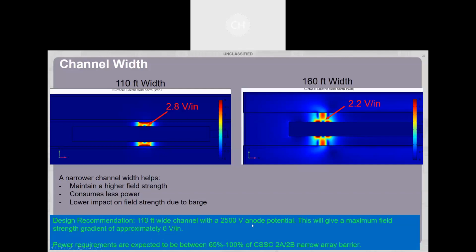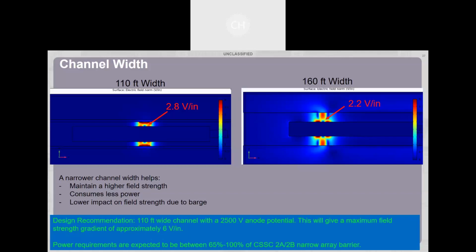And so we've actually made a suggestion, talking with the biologists and with Brandon Road, and some of the people at Romeoville, of 6 volts per inch. And we can hit 6 volts per inch with a 110-foot wide channel, 15-foot depth, held at 2,500 volts. And that puts the power requirements anywhere between 2/3 to 100% of what Romeoville is currently using.